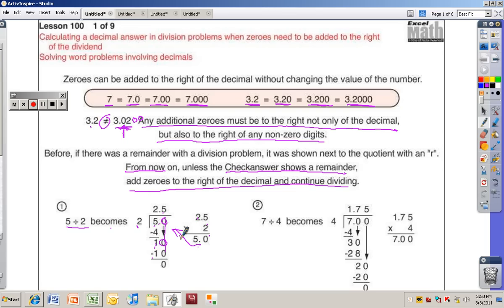7 divided by 4 becomes 7 divided by 4.00. Notice that they added a couple of zeros. You can add as many as you need to out there until you have no remainder when you're dividing.